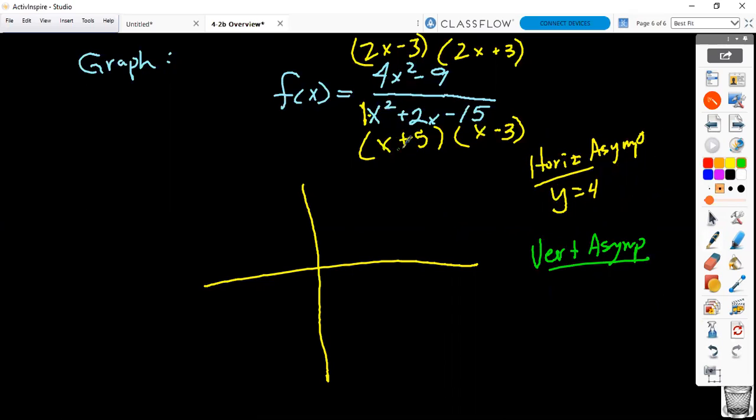Denominator equal to 0, so when would this term be 0? When x is negative 5. It's really what x cannot equal, or you'd be dividing by 0. And then 3. So at negative 5, we've got a vertical asymptote. And at positive 3, there's a vertical asymptote. And then this horizontal asymptote was up at 4.